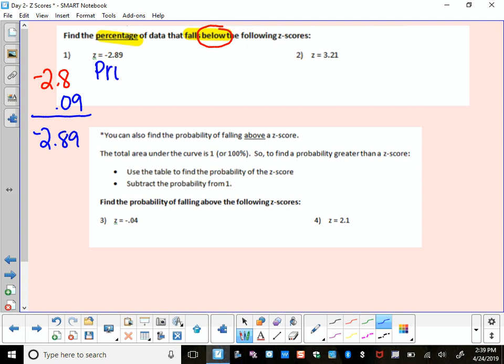So notice how I write this. I always write what it is. The prob below is 0.0019. Sometimes they'll ask for the probability, but sometimes they'll ask for the percentage. If we want to go from a decimal to a percent, I move my decimal how many times? 2. Okay? So they ask for a percentage, not probability. So therefore, I'm going to move my decimal 2 times, and my answer is 0.19%. That is the percentage that your data will fall below the Z-score of negative 2.89.